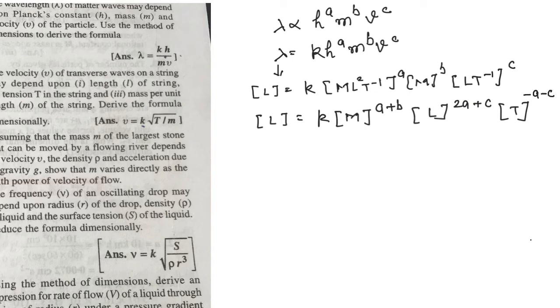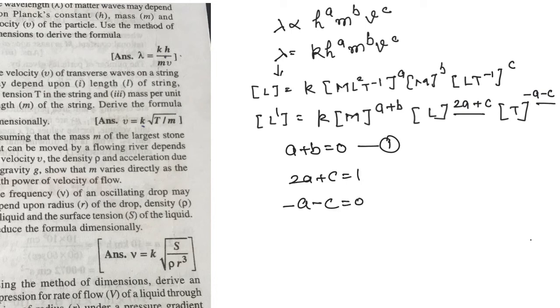Now class, can we compare both sides? If you compare, you can see there is no mass on the left hand side. So we can say a plus b will be 0. In the same way, 2a plus c will be 1, and minus a minus c will be 0. Okay class, so you have to solve these three equations to find the values of a, b and c.